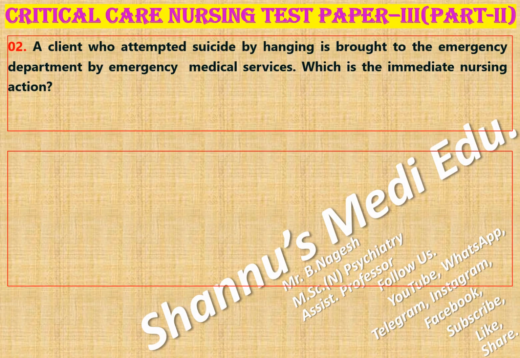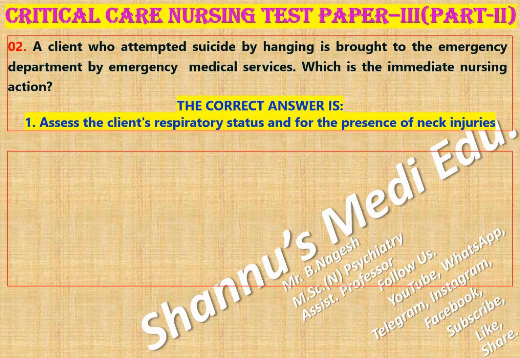The second question: a client who attempted suicide by hanging is brought to the emergency department by the emergency medical services. Which immediate nursing action should be taken? The correct answer is to assess the client's respiratory status and for the presence of neck injuries.